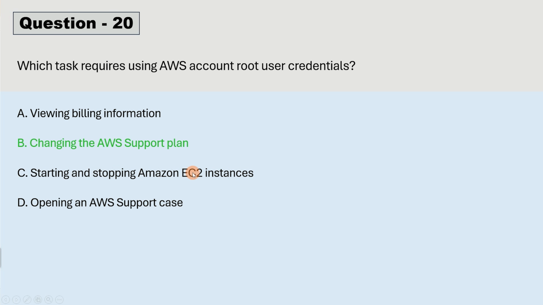Starting and stopping Amazon EC2 instances. Anyone in the team can do that. But yes, appropriate set of permissions is required. But other persons apart from the root user can do this task as well. And viewing the bill information is also feasible with a non-root user.